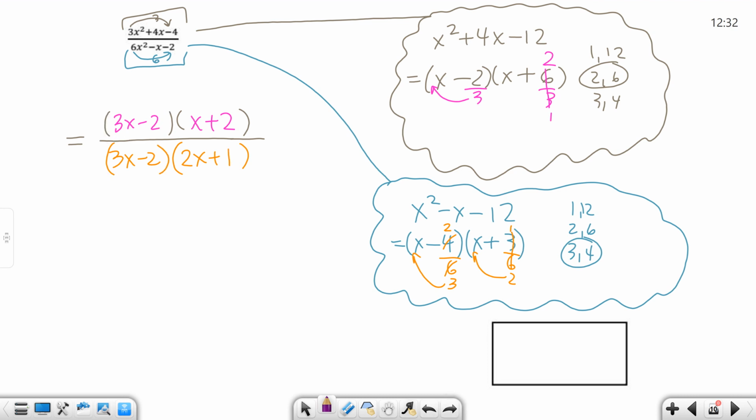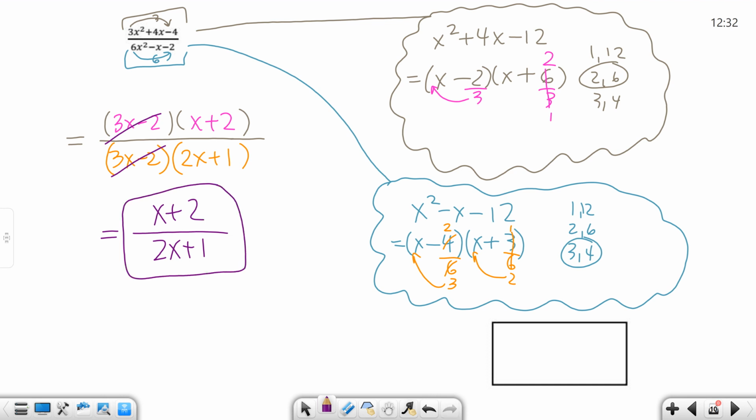So guess what? That most definitely divides out. X plus 2 has nothing like it in the denominator, so we are left with x plus 2 over 2x plus 1. And you can't cross the 2's or the x's out here because you have two terms. You cannot cross a single term out of a string of terms. All right? X plus 2 over 2x plus 1.